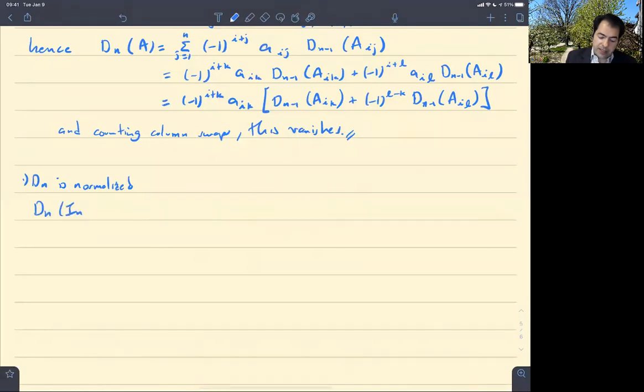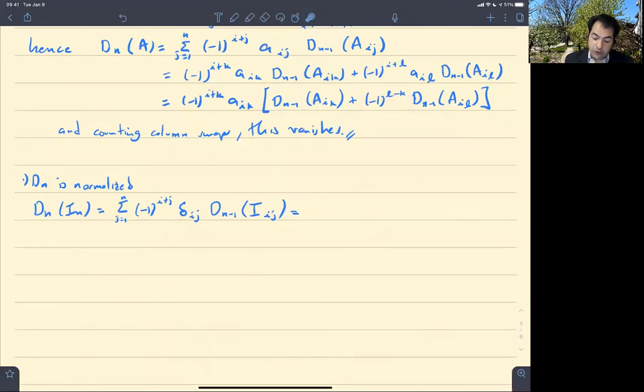So I need to check that its value on the identity matrix is just 1. By definition, this would be the sum over j from 1 to n of (-1)^(i+j), and here I'll put a delta_ij, times d_{n-1} of the matrix obtained by deleting row i and column j. The entries of the identity matrix are often denoted delta_ij, so it's also known as the Kronecker delta.